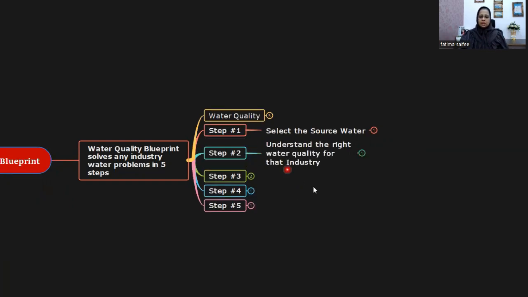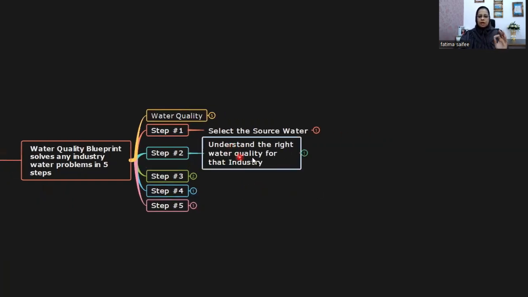Now, in the next step, you have to understand the right water quality for that industry. Suppose you are working for drinking water purpose. Suppose you are working for some cooling water purpose. Suppose you are working for some boiler water purpose. So that is the right water quality. Different uses have different quality of water. So now we will understand in detail.